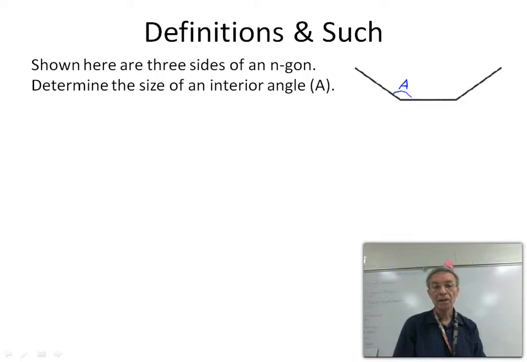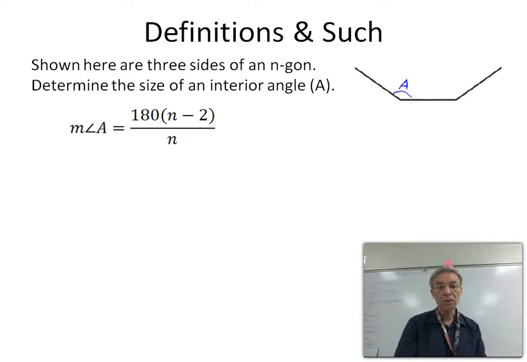So what we have to do first is we have to determine the size of the interior angle that's marked here as angle A. Okay, so what we do is we go back to the formula that we used quite a while back that said that the sum of the angles is equal to 180 times the number of sides minus 2. That gives you the interior sum of the angles. Then we divide by the number of angles, tells us what each angle has to be.